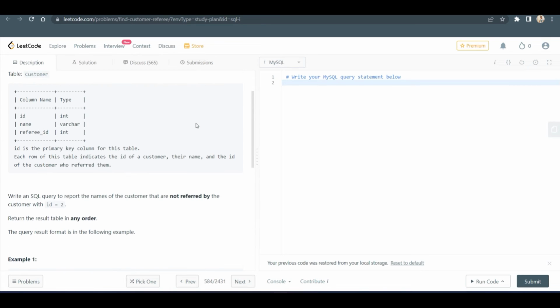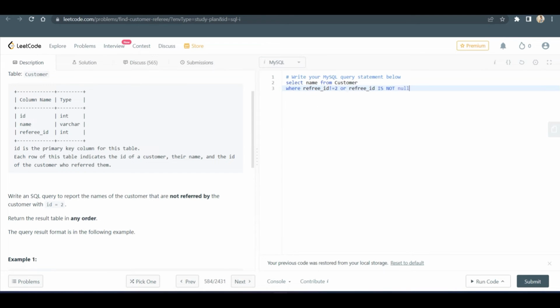First of all, we will select name from customer table. Then we will put where condition, where referee ID not equal to 2 or referee ID should not be null. So referee ID is not null.